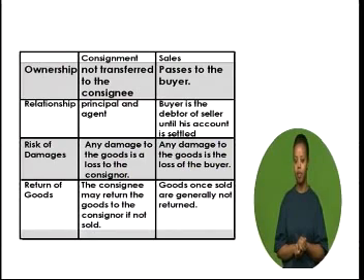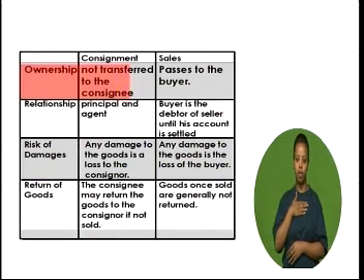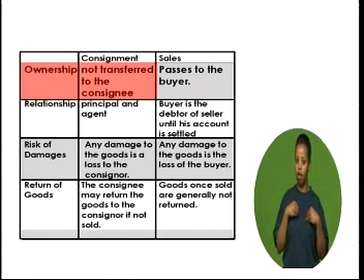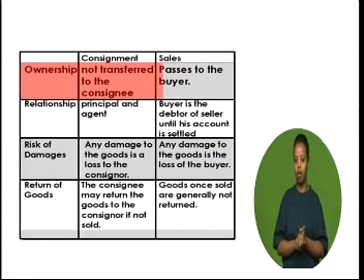Did you answer the question? Good. Let's now provide you the answer so that you can compare it with your responses. Following are the points of difference between consignment and sales. 1. Ownership. Consignment: ownership is not transferred to the consignee and it remains with the consignor. Sales: ownership passes to the buyer.